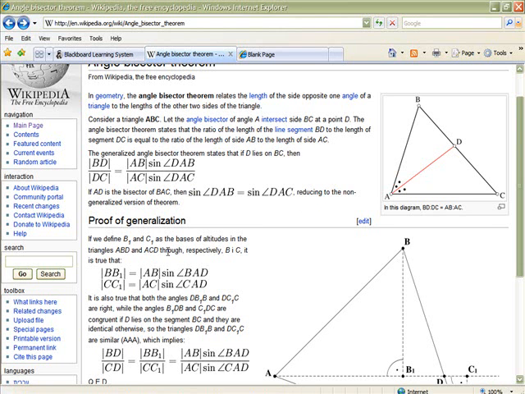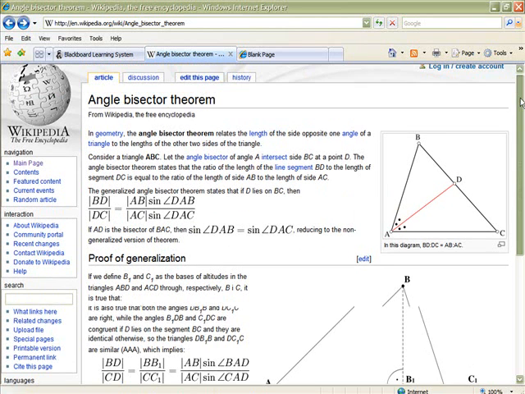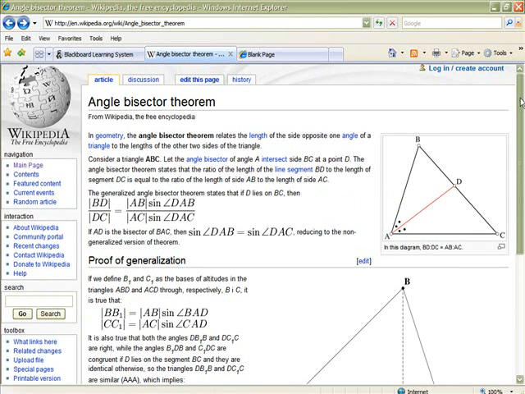Okay, so what we're going to do today is show how to prove the angle bisector theorem through Geometer Sketchpad. Now, we can see, thanks to Wikipedia, that this right here is the angle bisector theorem. I'm going to assume you can read that and know what it means. Right here is what you're looking at.